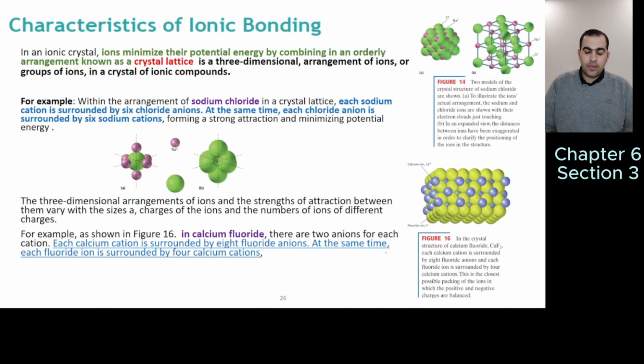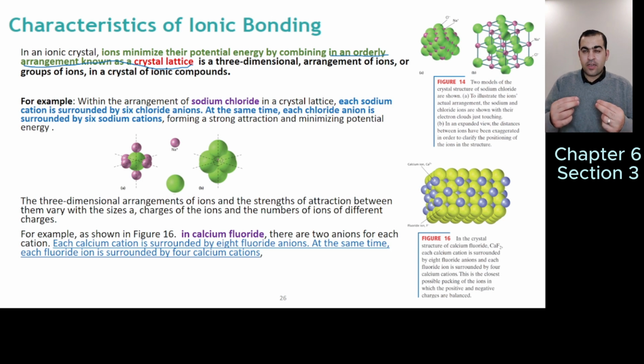Characteristics of ionic bonding. Look, in this slide, we're going to talk about how ions are arranged in a crystal of ionic compounds. Ionic compounds are crystalline solids. But how are they arranged? They arrange in an orderly arrangement, known as crystal lattice. This orderly arrangement we call crystal lattice.